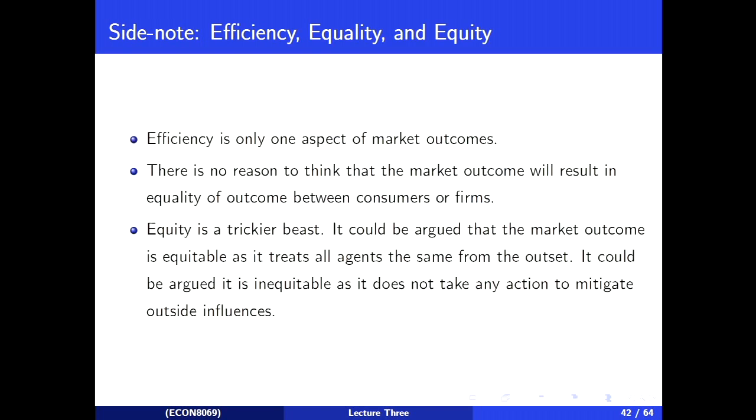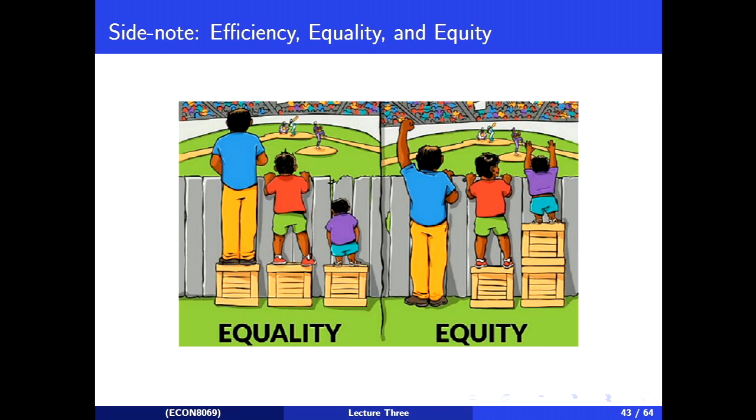So we can talk about equality. Equality we just don't have at all. We can talk about equity. Equity is tricky. You can talk about the market outcome being equitable because everyone gets treated the same at the outset. But that's not really what equity means. You can talk about it being inequitable because it doesn't take any effort to mitigate those kinds of outside influences. So we can talk about equality and equity and efficiency. The market may be efficient. It's not necessarily equitable, and not equal.